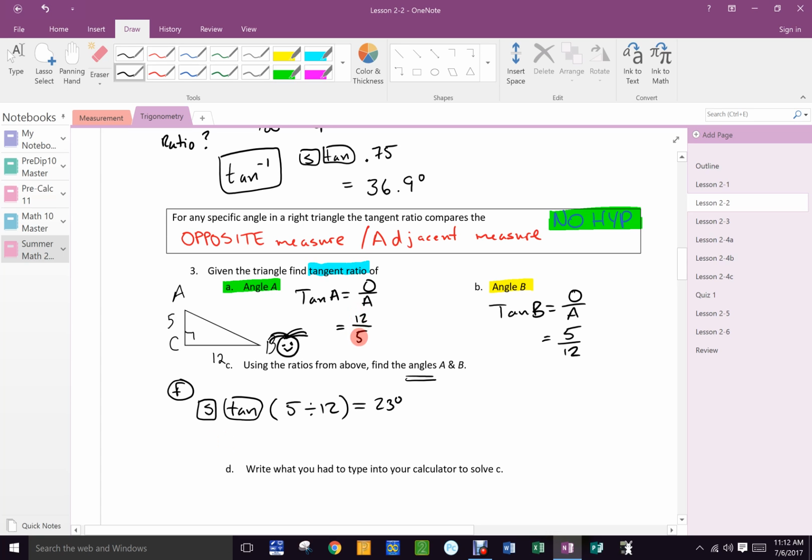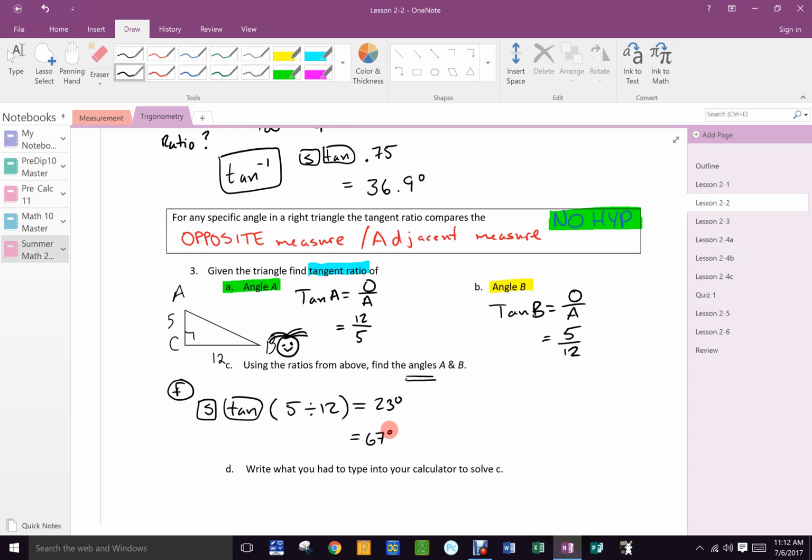Do you have to do 12 divided by 5? Or can you do 90 minus 23? You're allowed to do both, right? The other angle is 67 degrees. Is everybody cool with that?